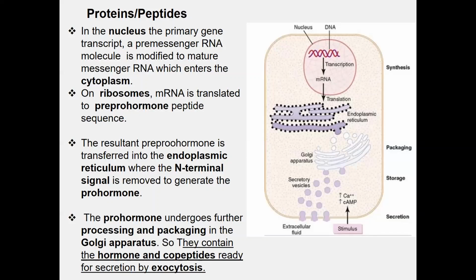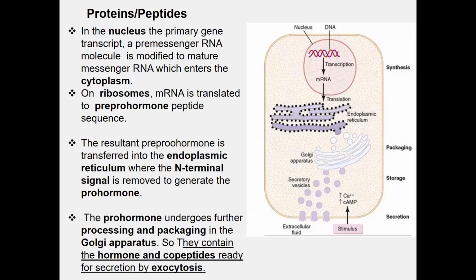In the cytoplasm, the polyribosome will translate this mRNA into the pre-pro hormones. The pre-pro hormones have a specific N-terminal 15 to 30 peptides called the signal peptide. This pre-pro hormone will be transported to the rough endoplasmic reticulum, and in the rough endoplasmic reticulum, the N-terminal signal will be cleaved to generate the pro-hormone.